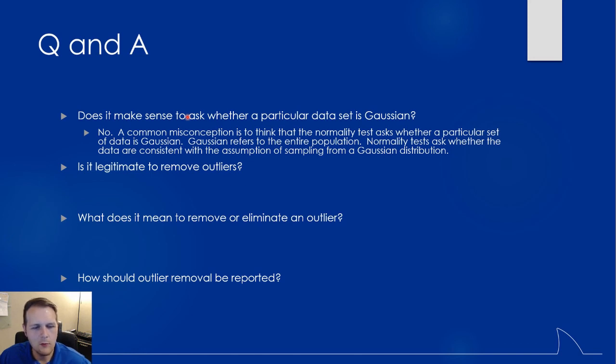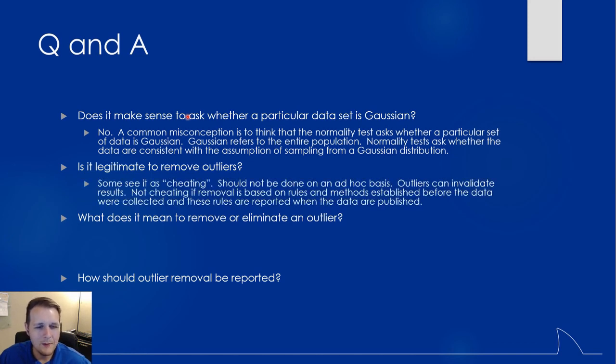Is it legitimate to remove outliers? Some people see it as kind of like cheating, like you're skewing the numbers a little bit, but it needs to be done in a very clear and consistent manner, and it needs to be reported so that it's very transparent in the data. Kind of like when we were talking about survival data and censoring points of data, that's the kind of thing you need to be transparent about.